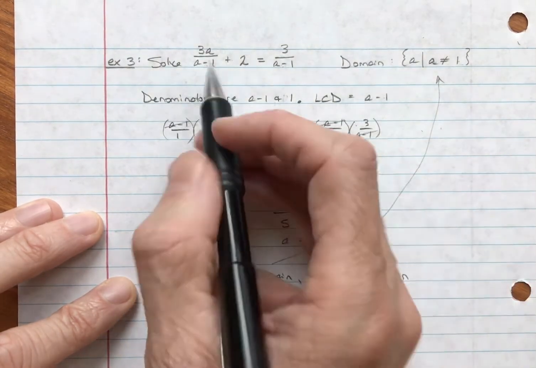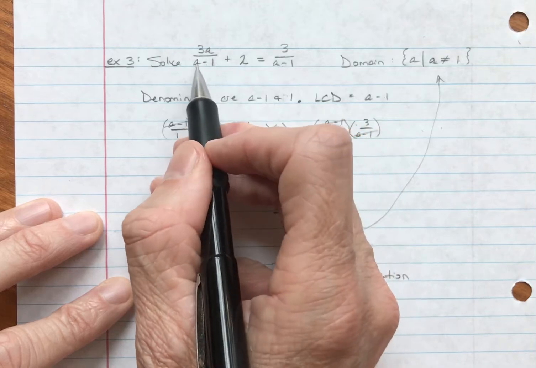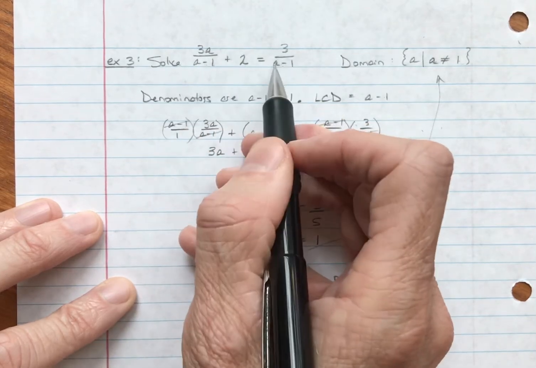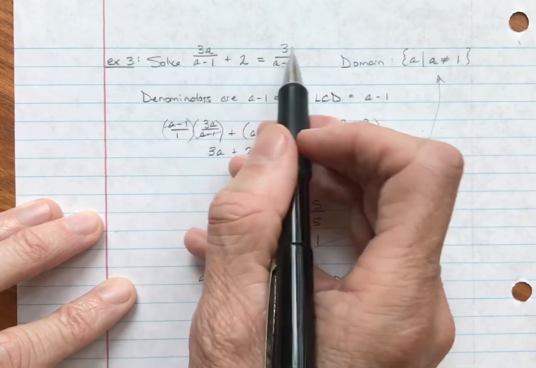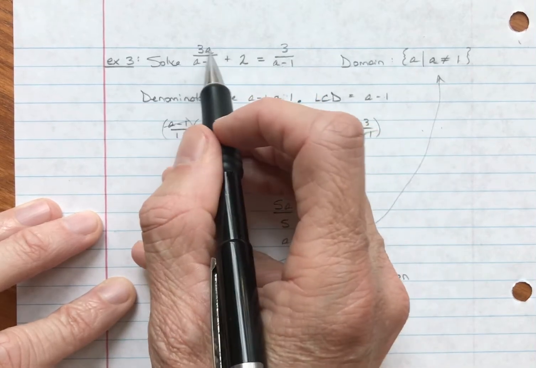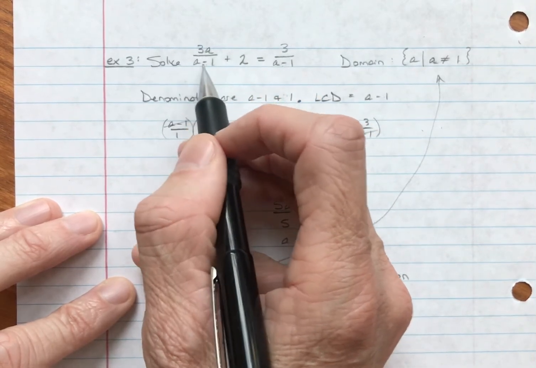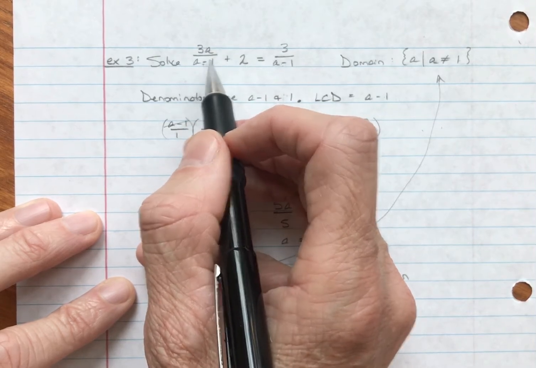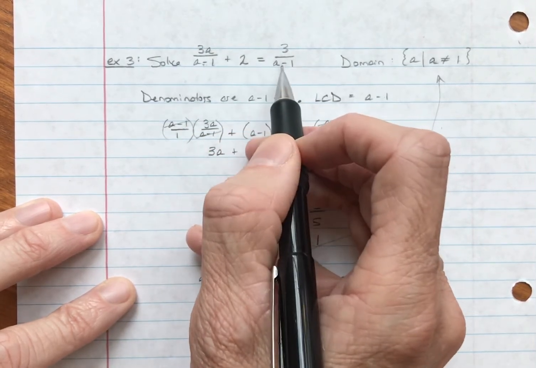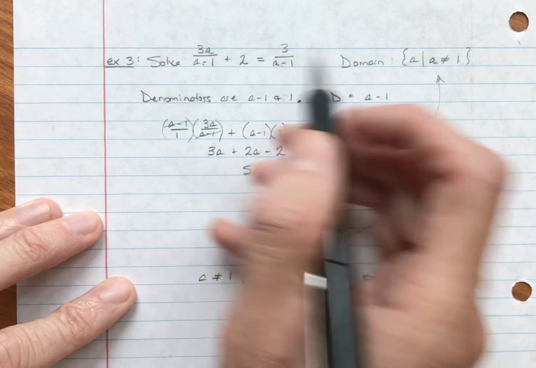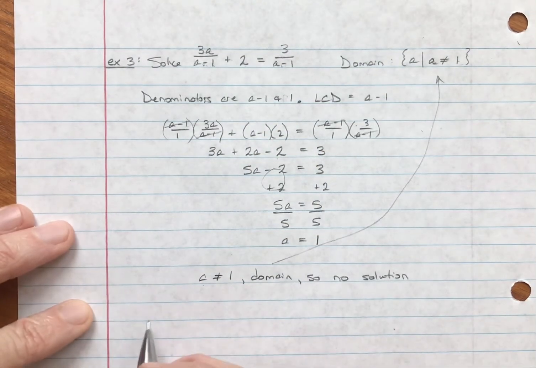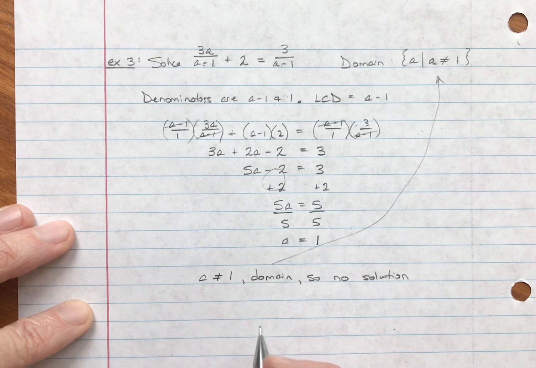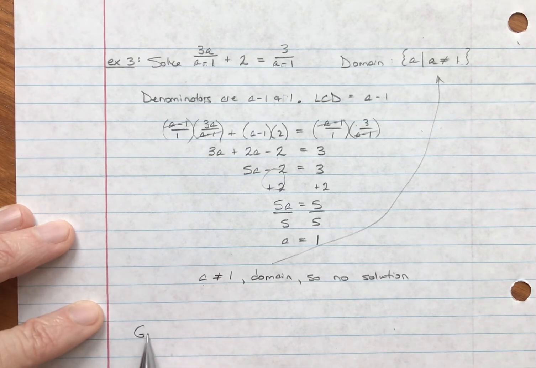Okay, we could also check it. If you look here, we put 1 in, and we say something's up. If we were to recheck this algebraically, we would write 3 times 1, which is 3, over 0. Well, 3 over 0 does not exist. Plus 2 equals 3 over 0, which again does not exist. Okay, let's check it graphically, and we'll see. There's no place they touch. Let's see, graphically.